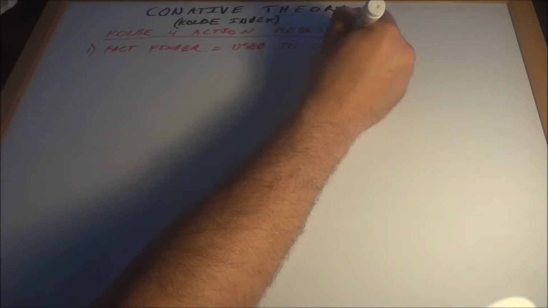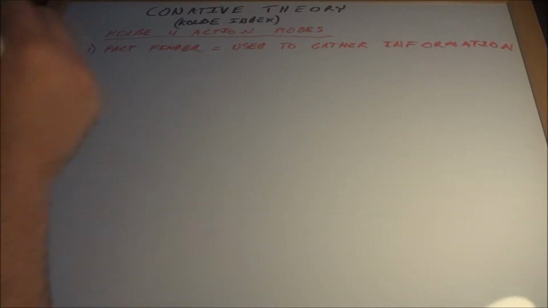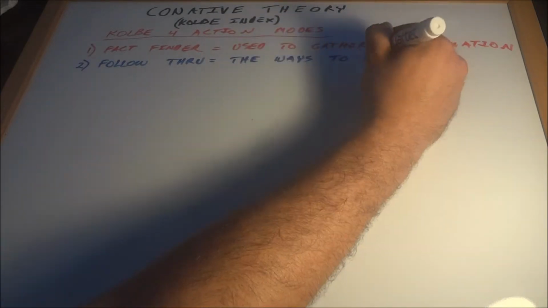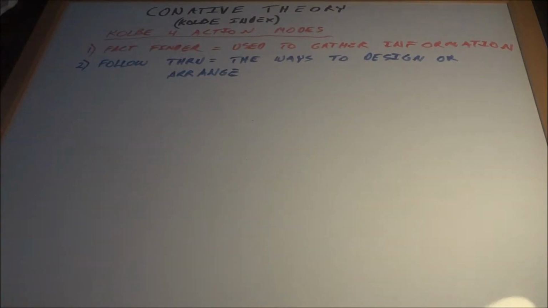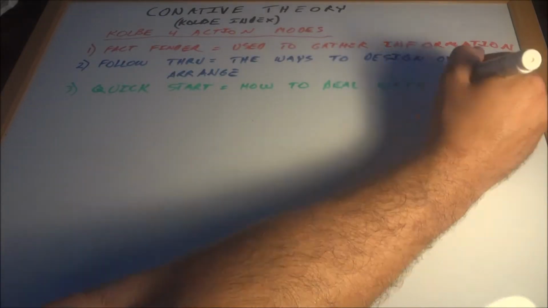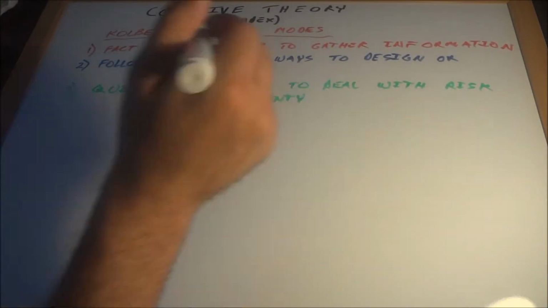First is fact finder. This is the method used to gather information. Next is follow through. This is the way used to design or arrange. Third is quick start, how we deal with risk or uncertainty. And finally, implementer, how you handle or manage space and tangible factors.